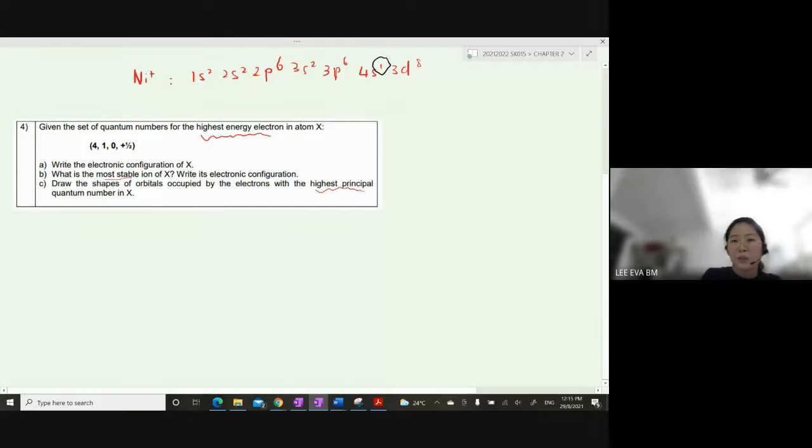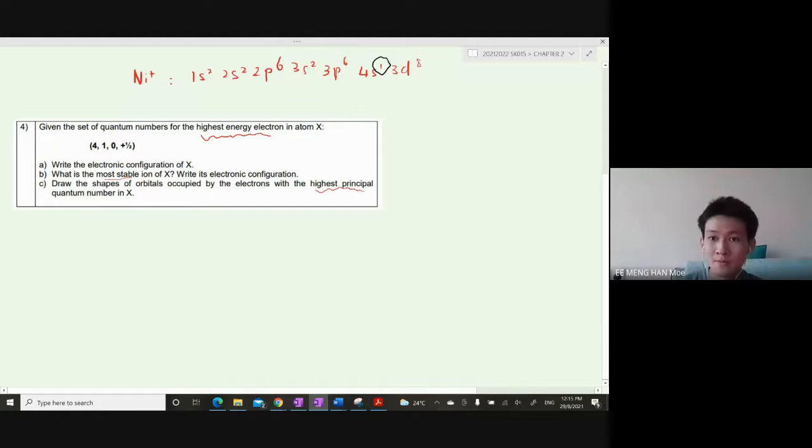Okay, first clue is in the first sentence. Highest energy electron. That means the last electron filling your electronic configuration. Sebab awak sudah tahu kan, kita isi elektron ikut energy. So the last electron means you have the highest energy electron. So dekat sini, kalau madam bagi satu set, maksudnya highest energy ada berapa set?